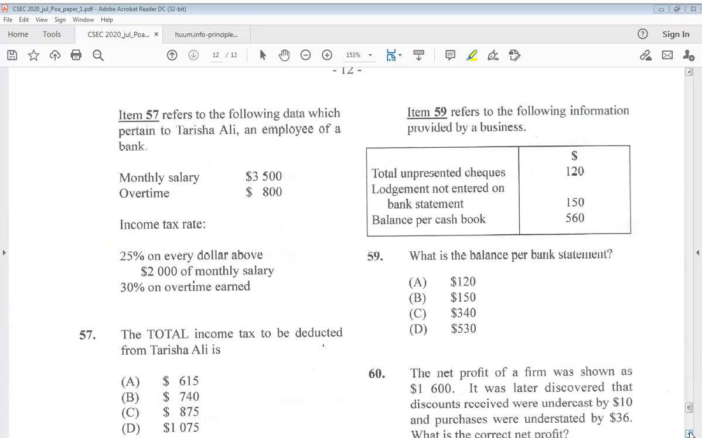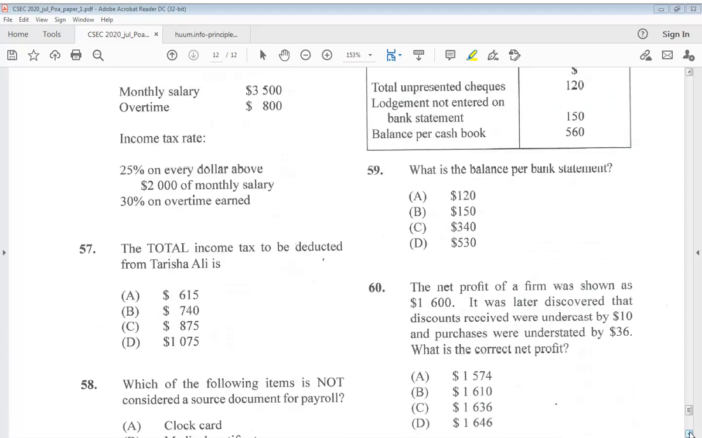Let's go to number 57. Item 57 refers to the following data which pertain to Tarisha Ali, an employee of a bank. Monthly salary $3,500, overtime $800. Income tax rate 25% on every dollar above $2,000 of monthly salary, 30% on overtime earned. So the question for 57 says, the total income tax to be deducted from Tarisha Ali is A. $615, B. $740, C. $875, or D. $1,075.